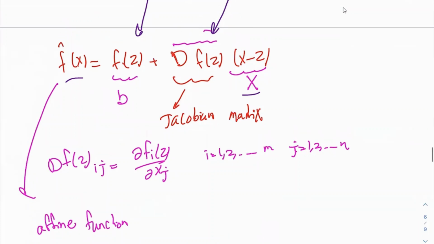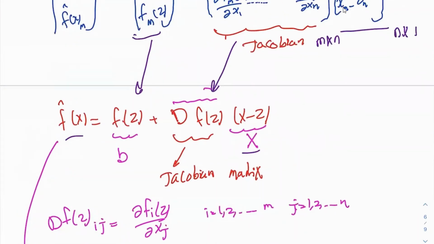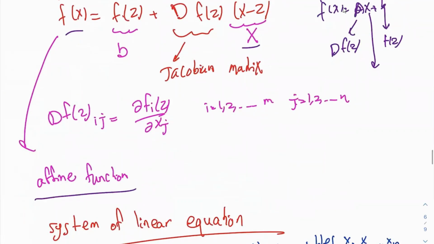Now, what is this function? Let's take a look at that. This function f of x can be written as Ax plus b, where A is this Df of z, and b is this f of z, and this x is our capital X that we had there, right? So this is called an affine function. This is just an example of an affine function that I defined before. Okay, it's a very famous example of an affine function.